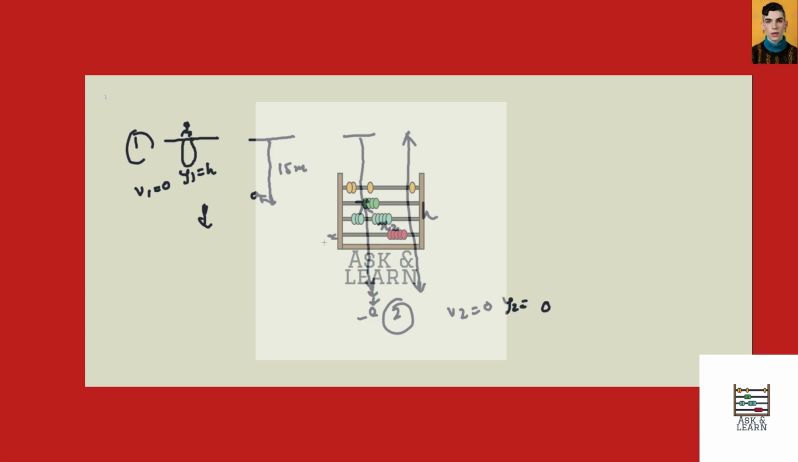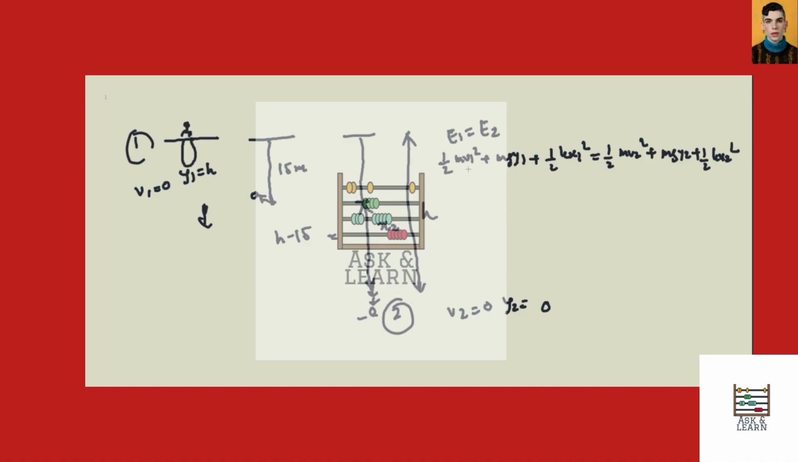But the stretch is equal to h minus 15. So we equate the energies at these two locations. E1 equals E2. So total energy at E1, half m v1 squared plus m g y1 plus half k x1 squared, should be equal to half m v2 squared plus m g y2 plus half k x2 squared.